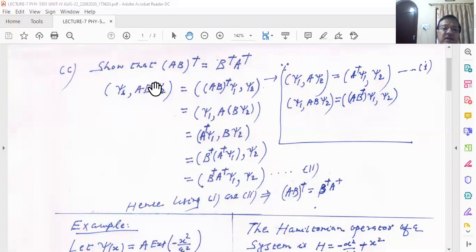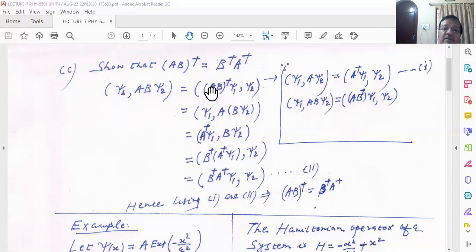Now the product AB. Instead of AB, you write the product AB, so it comes out to be AB whole dagger. We write AB whole dagger side by side. This is the law which we have applied here. So you have got AB dagger psi1, psi2. And once again you go the same way. Now AB dagger psi1, psi2, if it is Hermitian, one can write psi1, AB psi2.